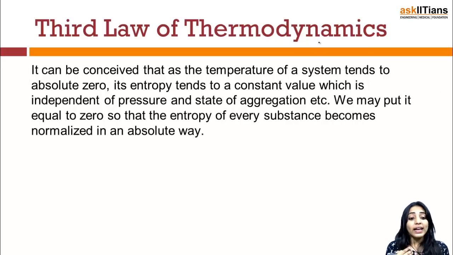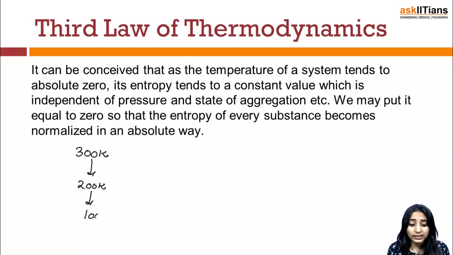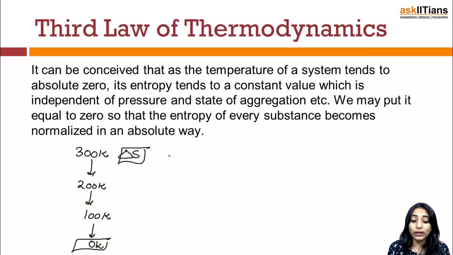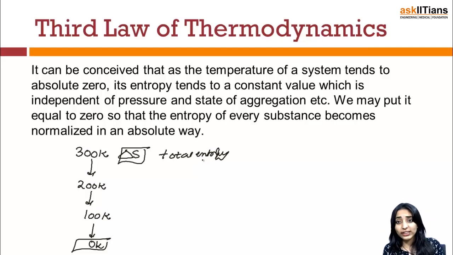Once again, coming over to this, it can be convinced that as the temperature of the system tends to absolute 0, for example, you just started from 300 Kelvin and you're moving down, let's say to 200 Kelvin, you moved further down to say 100 Kelvin and finally you came down to 0 Kelvin. That means as the system is approaching 0 Kelvin, its entropy tends to a constant value which is independent of pressure and the state of aggregation. So whatever the total entropy is, it's going to decrease, and as soon as you move over to 0 Kelvin, the entropy is going to possess a constant value. It won't be changing. So we may put it equal to 0 so that entropy of every substance becomes normalized in an absolute way.